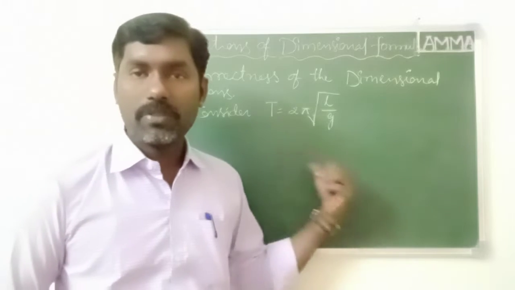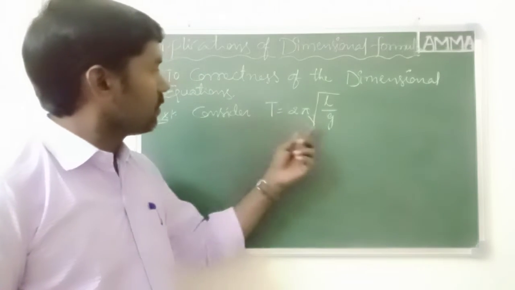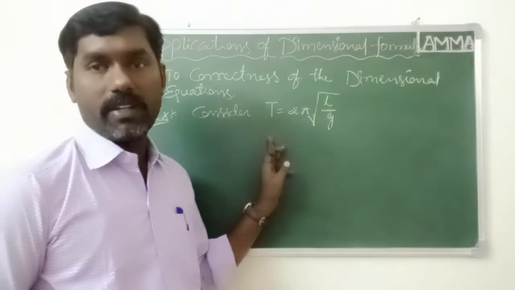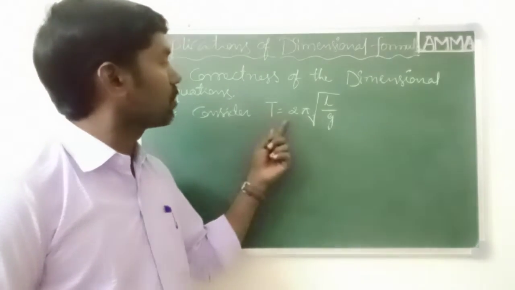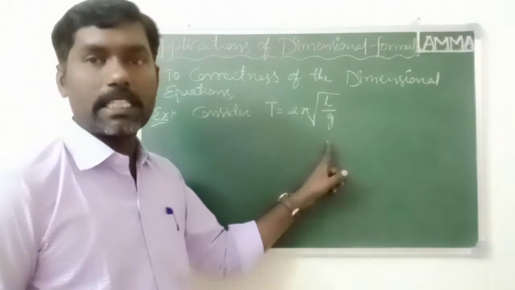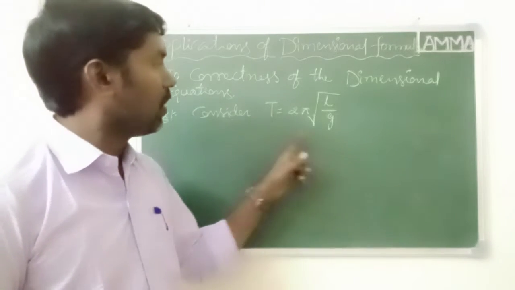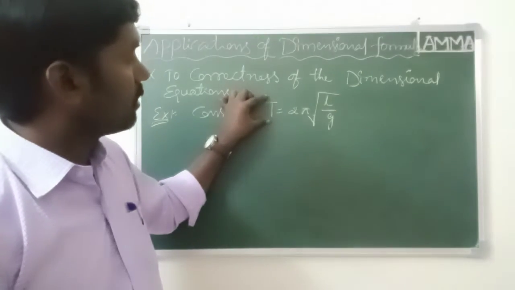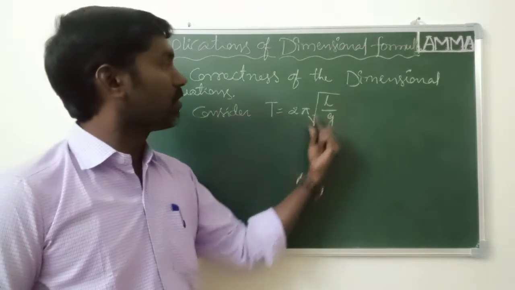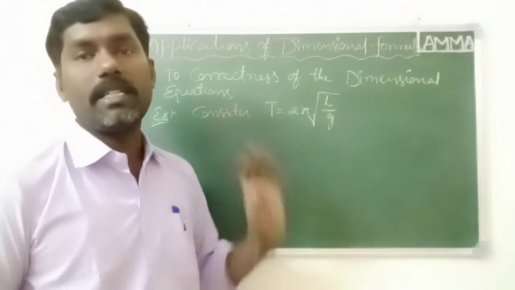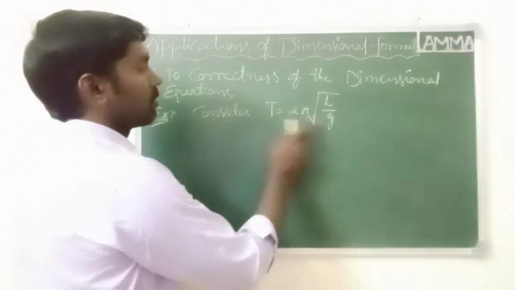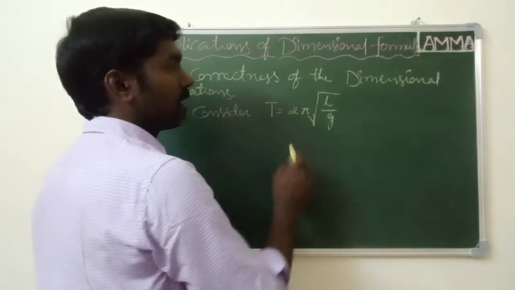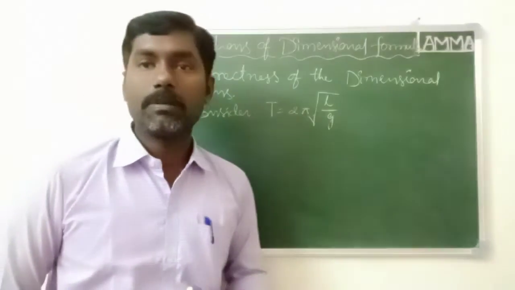What is the principle of homogeneity? Whatever terms are present in the expression, their dimensions must be equal. Here T = 2π√(L/g) is a general formula. The dimension of the time period must be equal to the dimension of this ratio under the square root. Whatever the terms on both sides of the equal sign, their dimensions must be equal. That we call the principle of homogeneity.